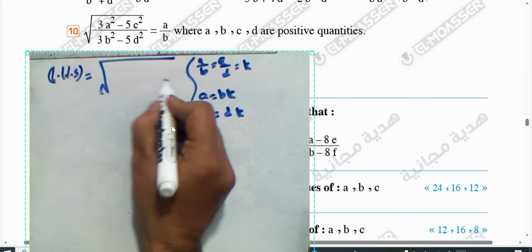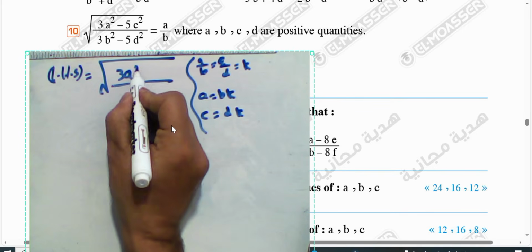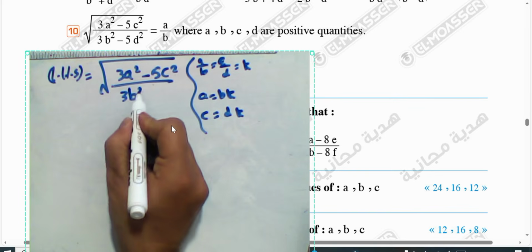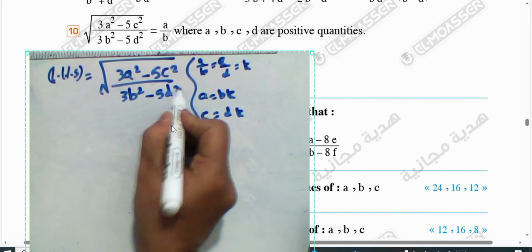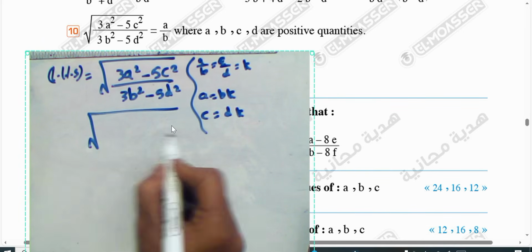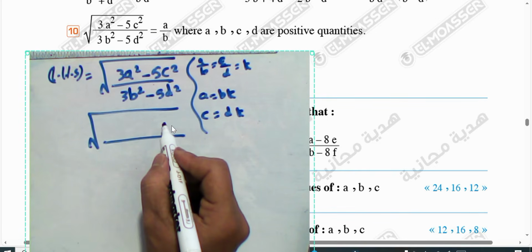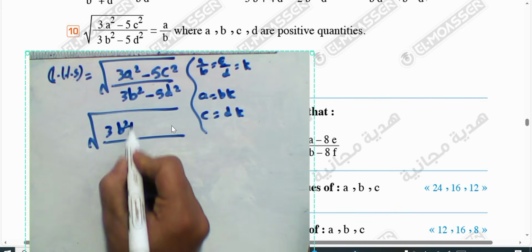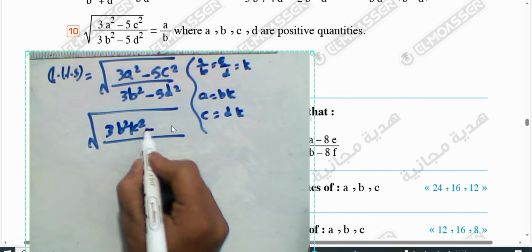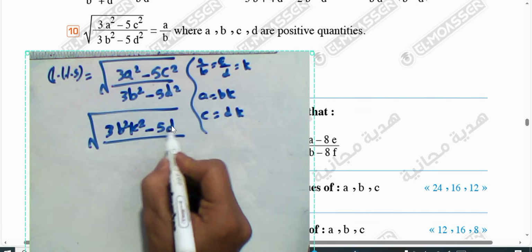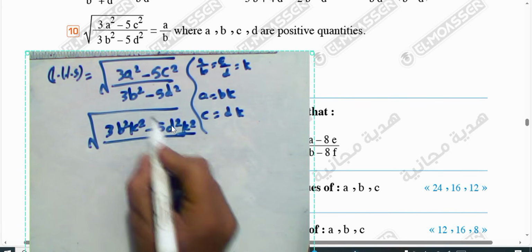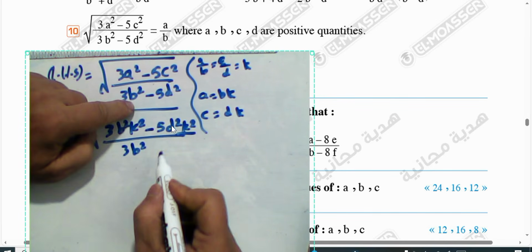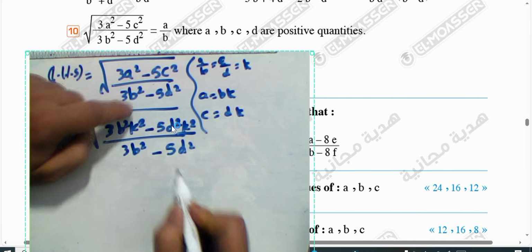We have the square root of 3A power 2 subtract 5C power 2, over 3B power 2 subtract 5D power 2. 3A power 2, A was BK, then we have 3B power 2 K power 2 subtract 5 D power 2 K power 2, over 3B power 2 subtract 5D power 2.